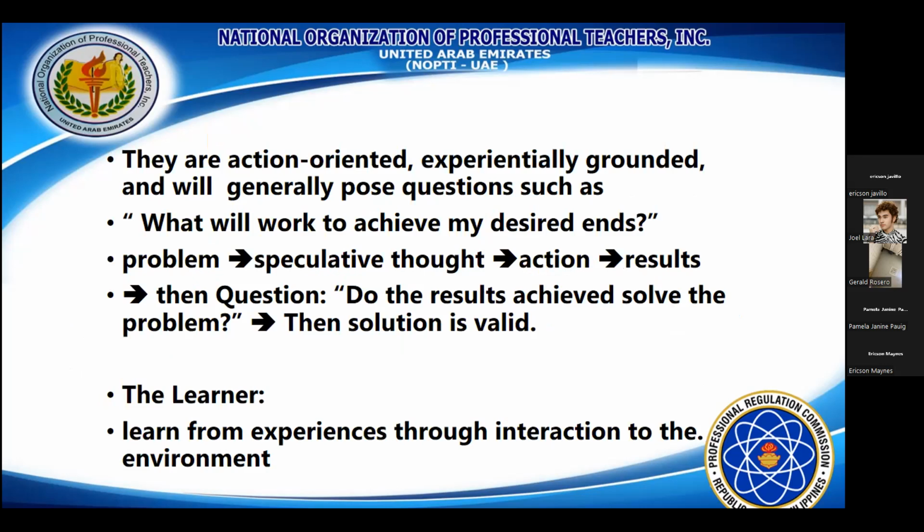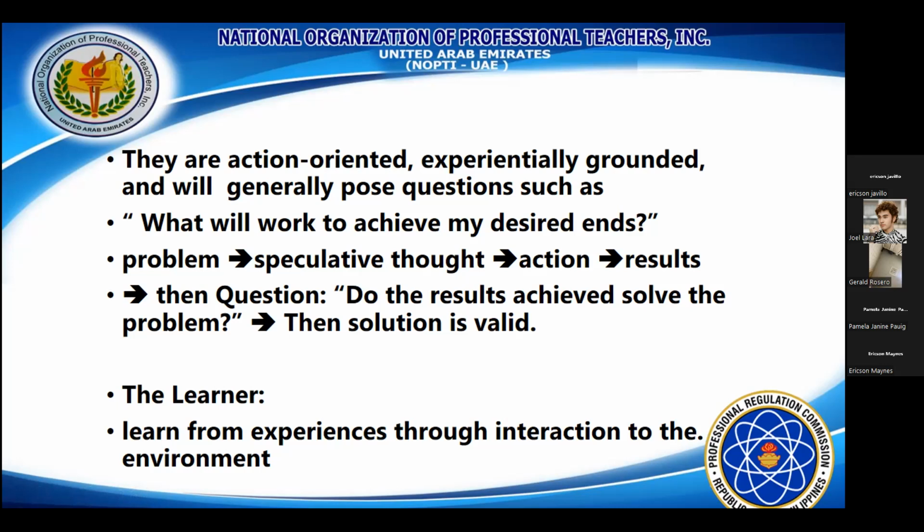They are action-oriented, experientially grounded, and will generally pose the questions such as, what will work to achieve my desired ends? So, kumbaga namimili lang siya. Kung ano lang yung nag-work para ma-achieve niya ang kanyang goal, yun lang yung paniniwalaan niya. Okay? So, ganun yung mga pragmatic people. Halimbawa, kung nag-fail na noon yung isang solution sa isang problem, then sasabihin nila, wala yan. Hindi yan pwede kasi nag-fail na noon. Mali nga yan. Parang ganun.